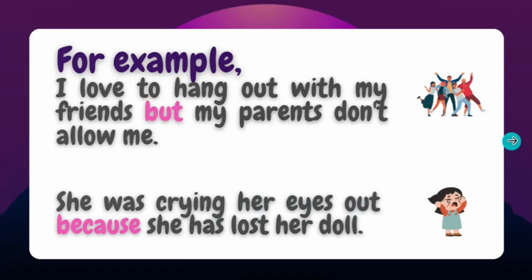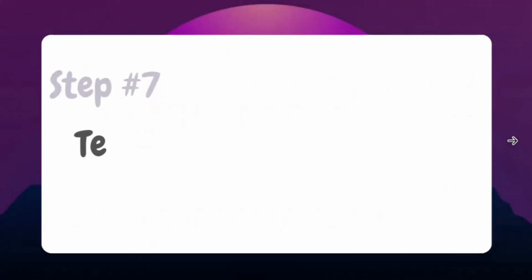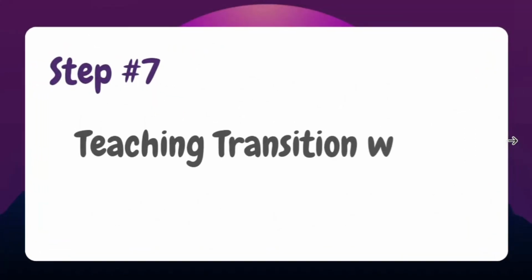Similarly, you can make sentences for and, or, since, for. There are so many conjunctions. We start with simple conjunctions and then we keep on leveling them. Like we can teach them the use of although, however, even though, not only but also. So there are many other conjunctions that can be used.